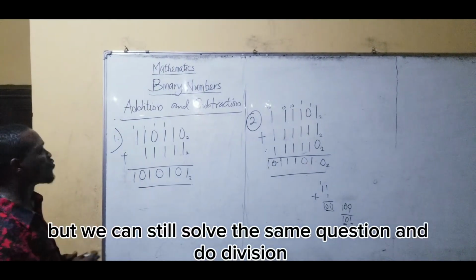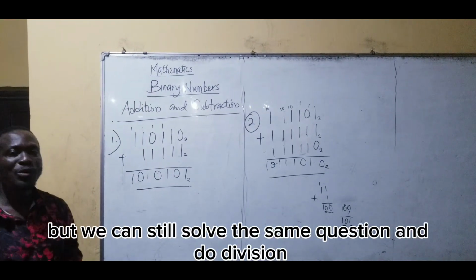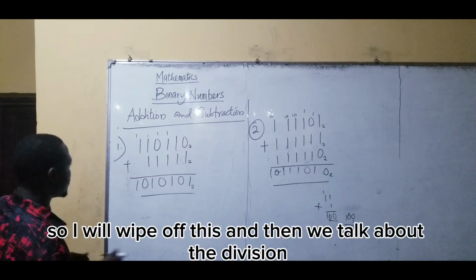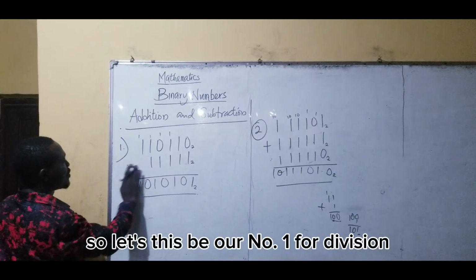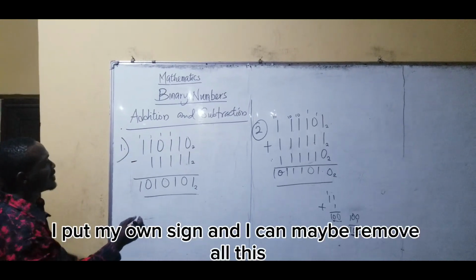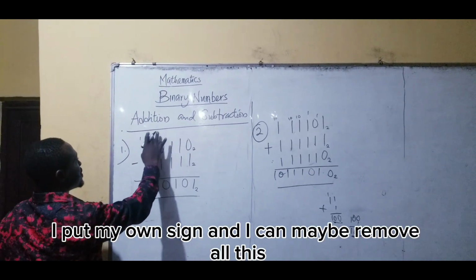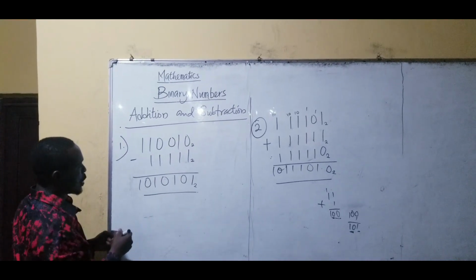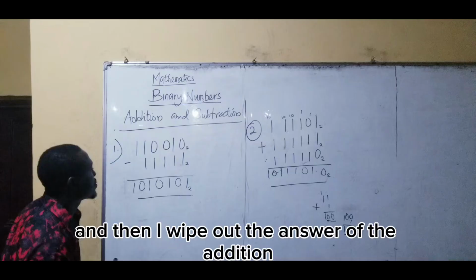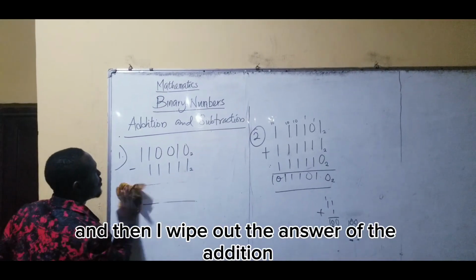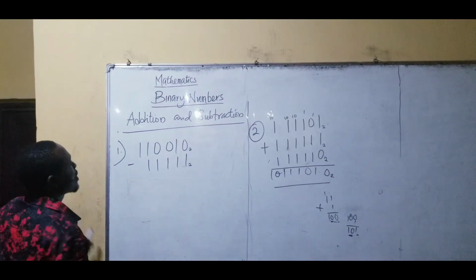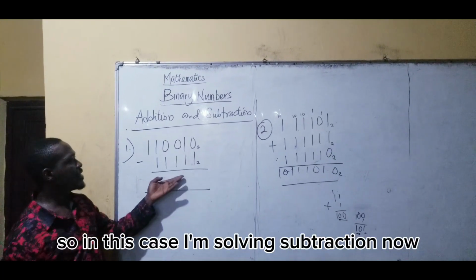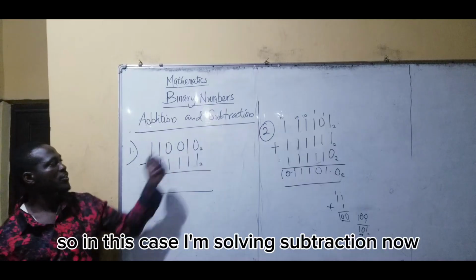But we can still solve the same question and do subtraction. So I will wipe up this and then we talk about the subtraction. So let this be our number 1 for subtraction. I put minus sign and I can maybe remove all this. This becomes 0 and then I will wipe out the answer of the addition. So this is my subtraction question. So in this case, I'm solving subtraction now.